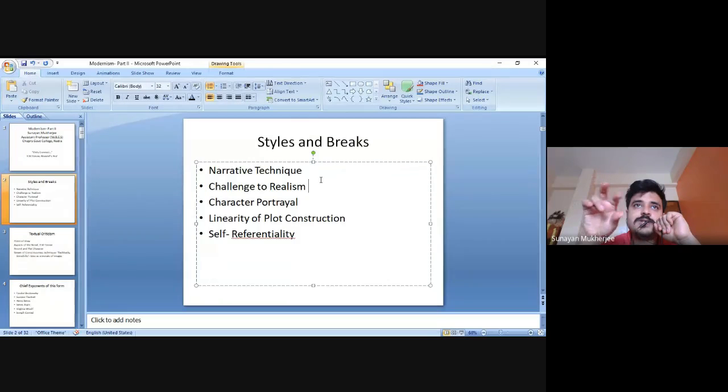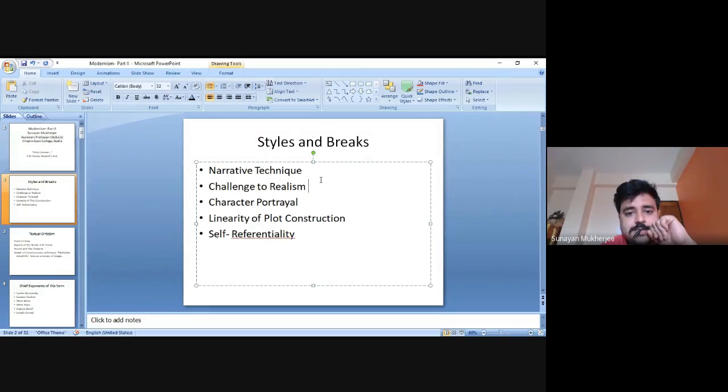X works in a factory, he goes to the office or he comes back home, and this is the sort of time, okay, but not the interior monologue of what Mr. X used to think when he goes to the factory. Okay. Linearity of plot construction is not there.